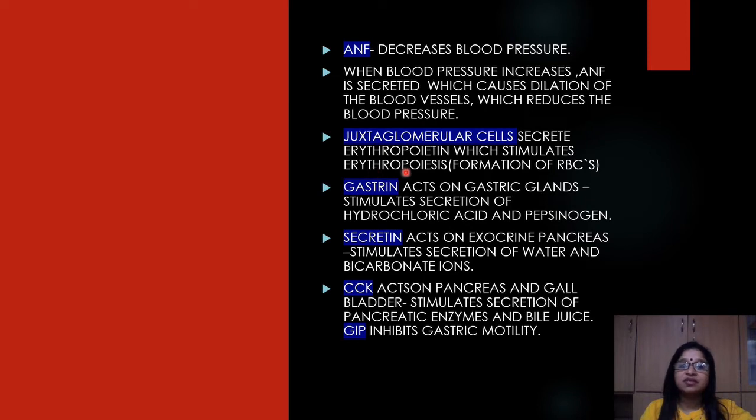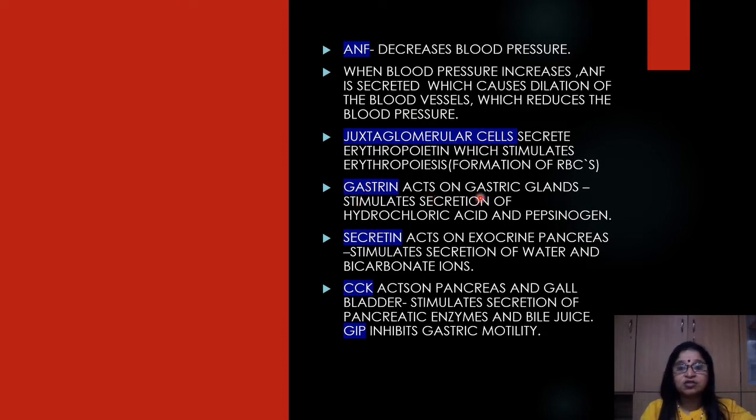Erythrocytes are the red blood cells. Poiesis is formation, so it helps in the formation of new RBCs through the bone marrow. So erythropoietin is very, very important for the process of erythropoiesis. Now we talk about the hormones of the gastrointestinal tract and how they act.